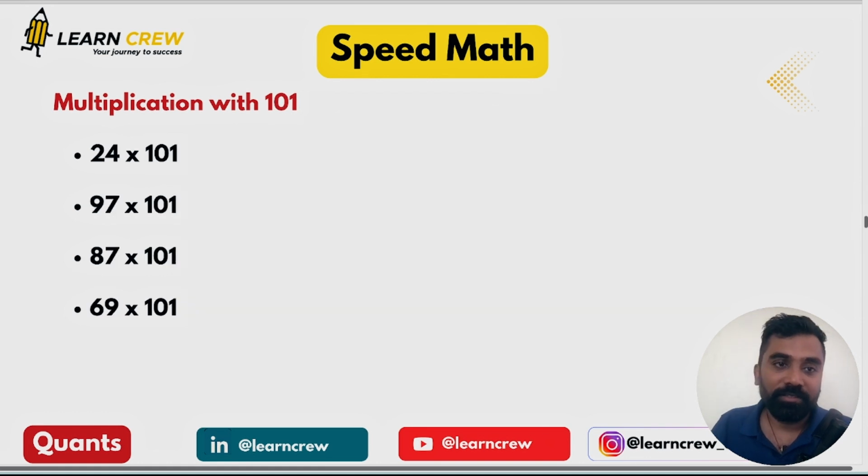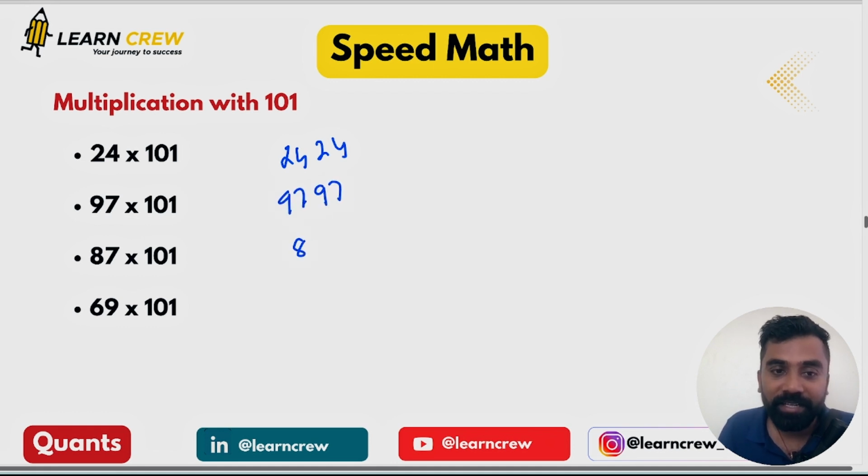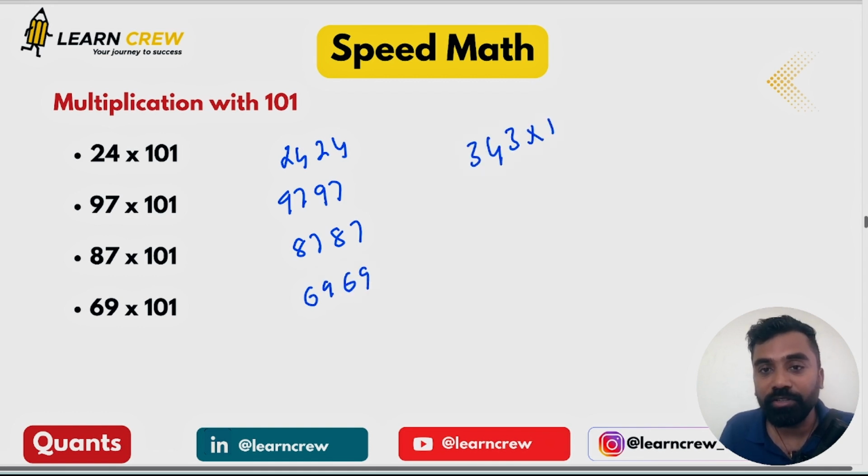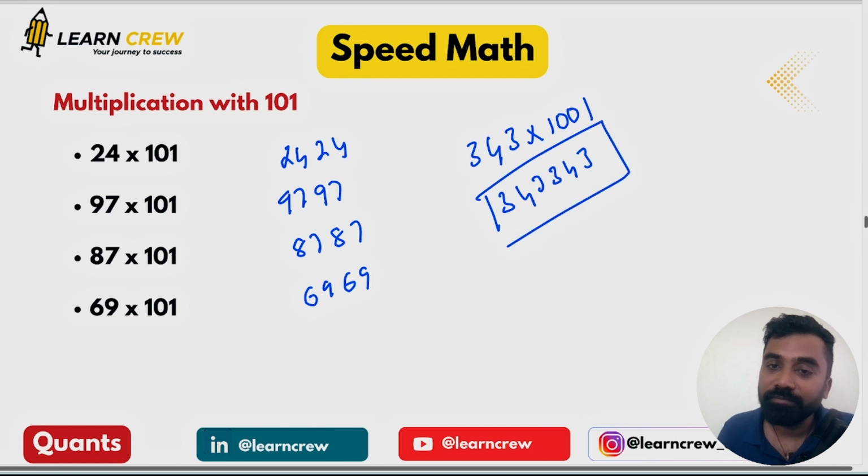Okay. Next part with 101. Whenever any 2-digit number is multiplied by 101, write the same number twice. That's it. 24 24, 97 97, 87 87, 69 69. Same thing for a 3-digit number: 343 into 1001, the same 3-digit number repeats. This is another interesting trick you can remember.